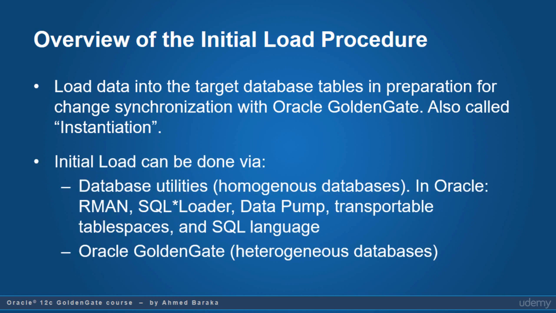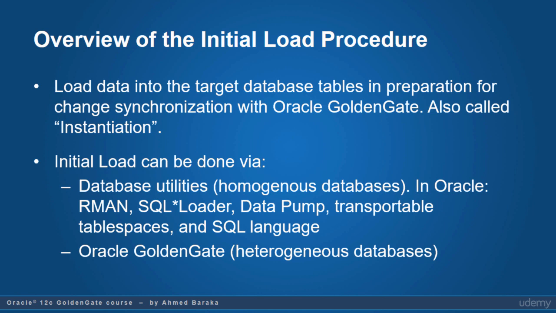Initial load process can be done outside of the Oracle GoldenGate. You can use a database utility to make a copy of your source data into the target database. Most RDBMS systems have a variety of options to make copies among their databases. For example, in Oracle database, you have RMAN cloning, SQL Loader, Data Pump, transportable tablespaces, and even the SQL language can be used to copy your data. Using those utilities is beyond the scope of this course.